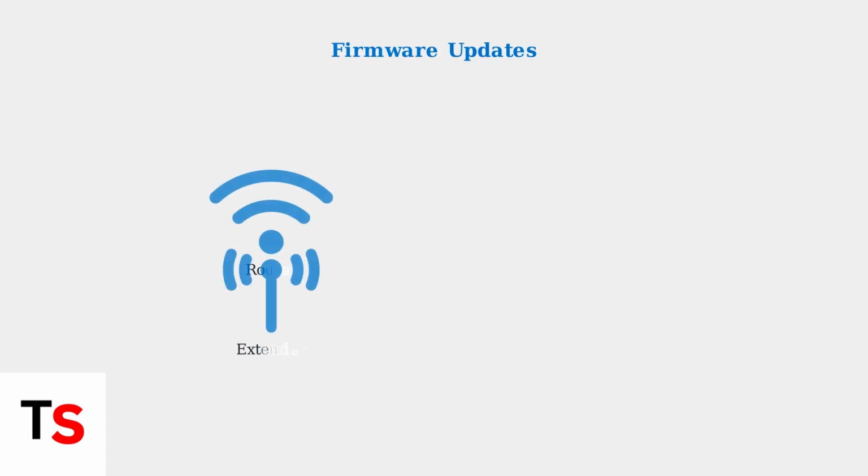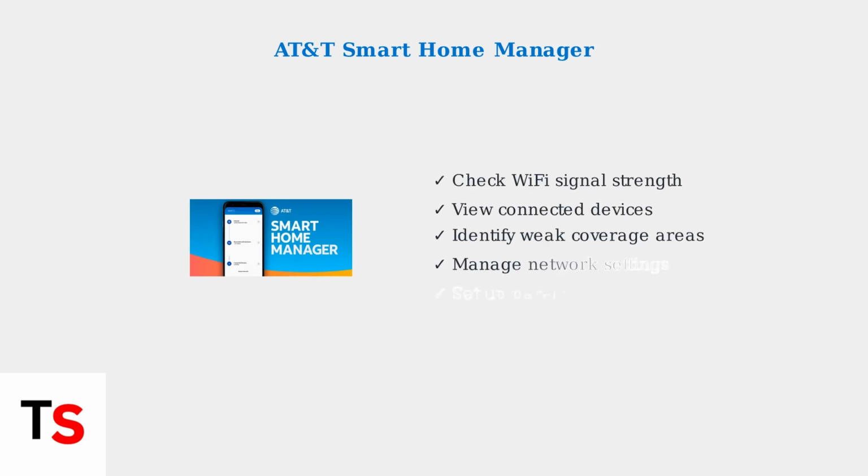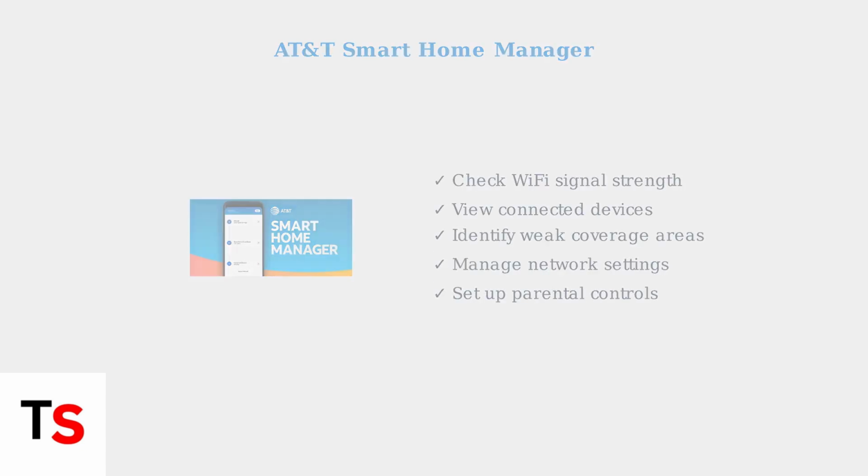Ensure both your router and extender have the latest firmware. Outdated firmware is a common cause of connection issues and can prevent proper communication between devices. Use the AT&T Smart Home Manager app to monitor your network. This app helps you check Wi-Fi signal strength, identify coverage gaps, and manage connected devices effectively.